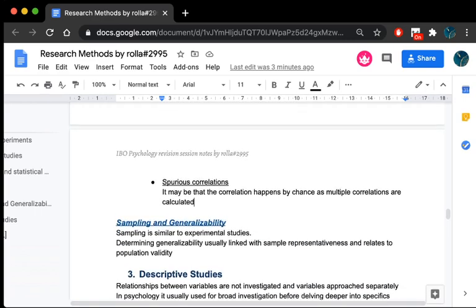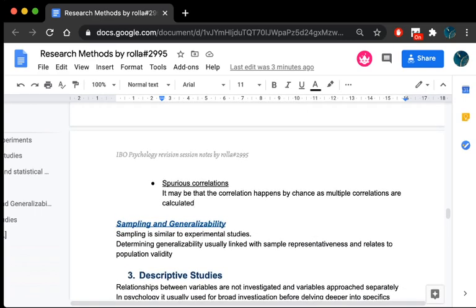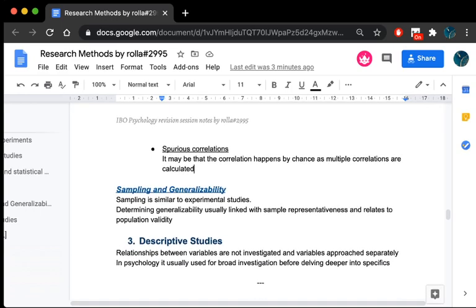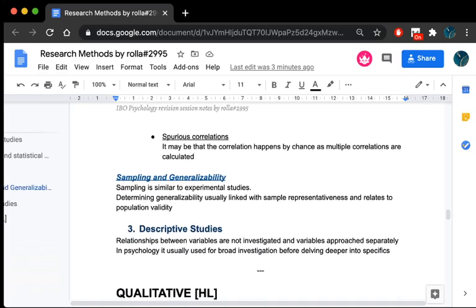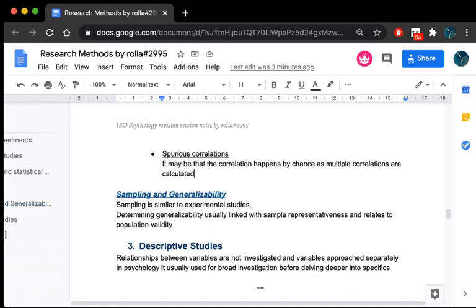Then we also have spurious correlations, where the correlation that happens may be by chance. If you measure a lot of correlations, this is more of a modeling thing. If you measure a lot of data in a model, there might be a chance that the model starts interpreting and grouping the data, and that might cause a correlation that happens because of the model starting to group the data on its own, ish.